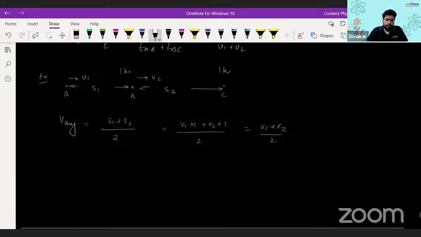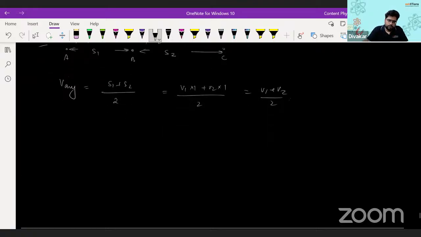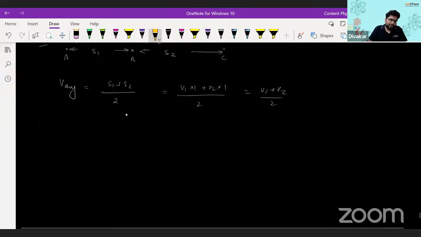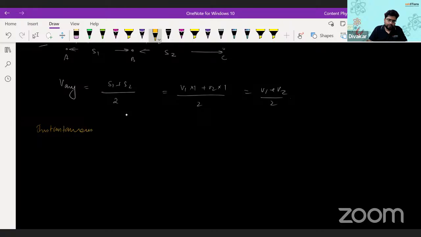Now, what is instantaneous velocity? I would have taken more examples, but due to shortage of time, I'll just have to move forward. So there is something called instantaneous velocity or speed.